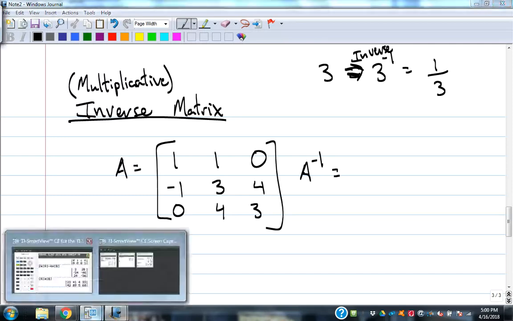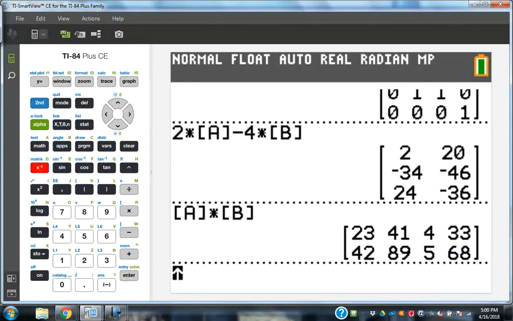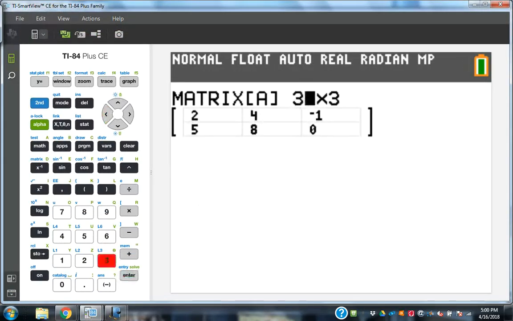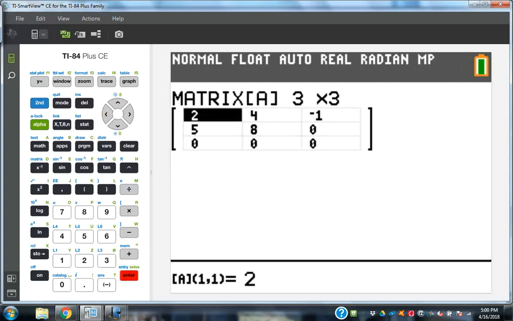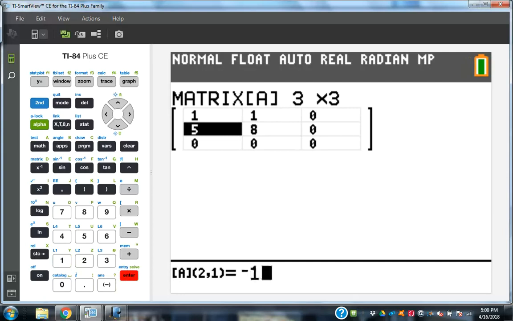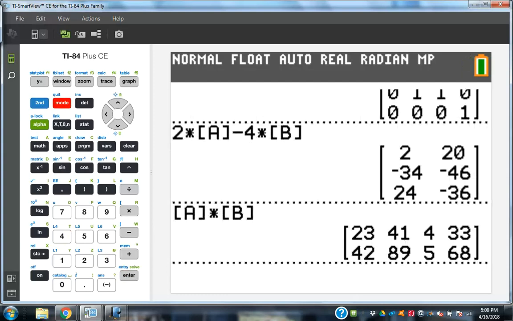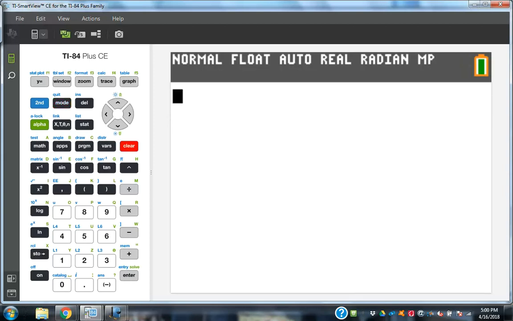So we're going to put that matrix in the calculator. Second matrix, edit, matrix A, 3 by 3 this time. 1, 1, 0, negative 1, 3, 4, 0, 4, 3. So get that matrix put into your calculator.